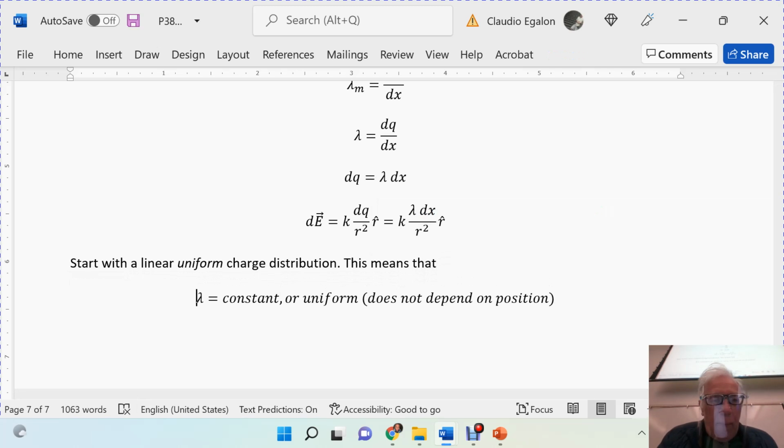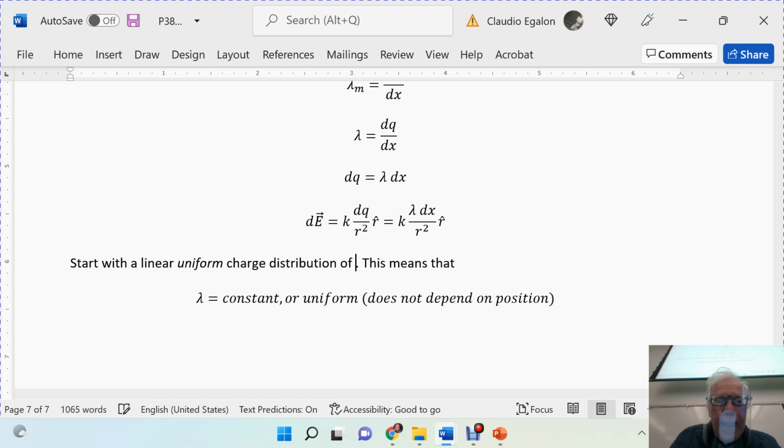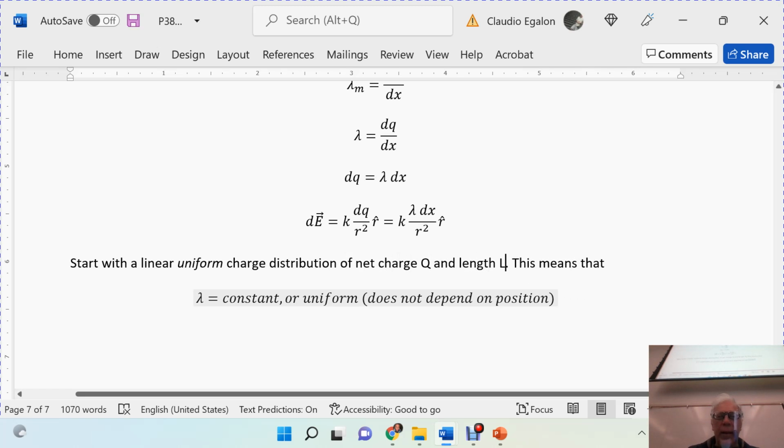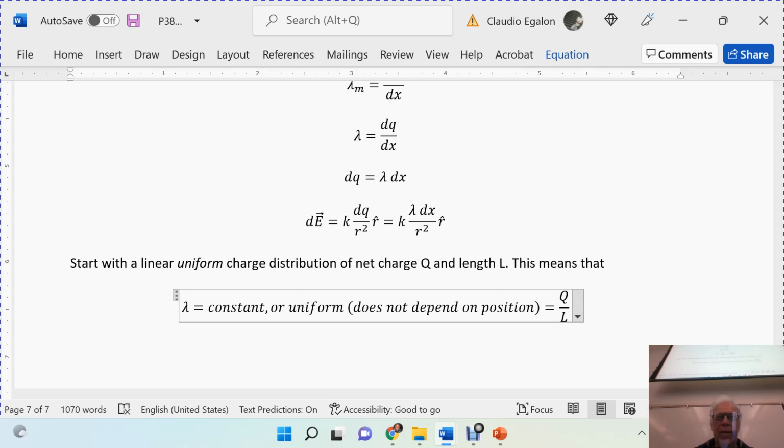So let me give you an example. Start with a uniform charge distribution of net charge Q and length L. And by uniform, what does it mean? It means that lambda is constant, and because it's constant, lambda is going to be Q divided by L. Make sense? That's the simplest type of problem that you're going to see out there for 1D distribution. Not the simplest, I would say the second simplest.